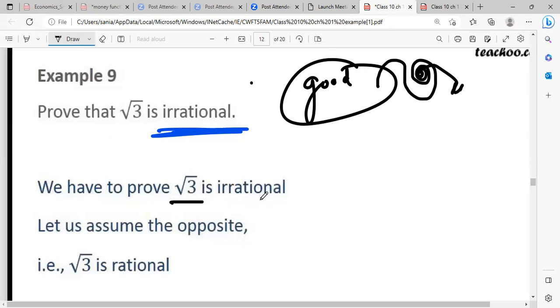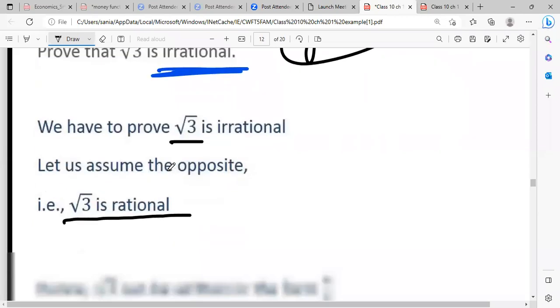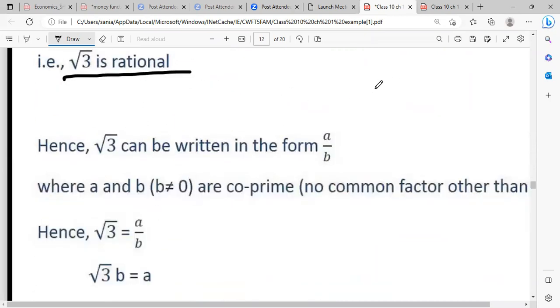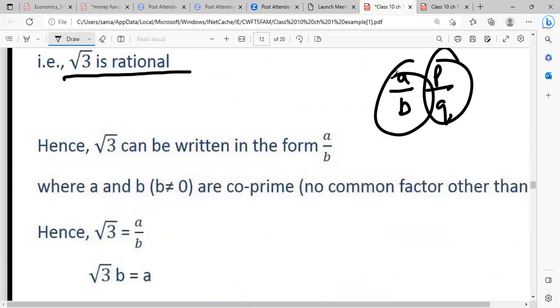We have to prove that under root 3 is irrational, which you know that it is irrational. So for example, I'm not believing that this is irrational, right? So at that time, you say, okay, if you think that you are not wrong, let's assume that under root 3 is rational. Clear? Yes, ma'am. Okay, so what you will assume, you will just write it like this. Let us assume the opposite, that is, under root 3 is rational. Okay, so if it is rational, that means it can be written in the form of A upon B, or you can say P upon Q. Yes or no? Yes, ma'am.